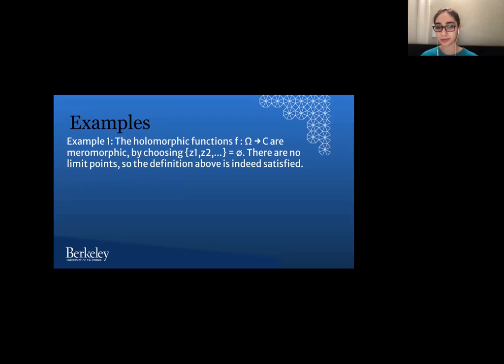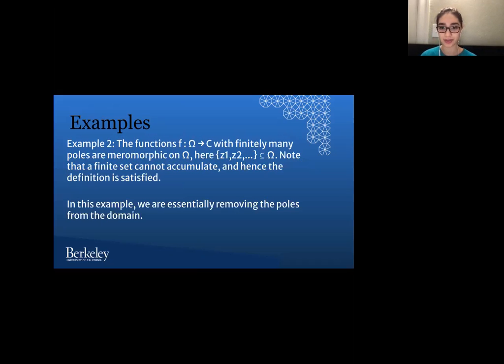So for the first example, the set of holomorphic functions f from omega to C are meromorphic. The way we can see this is that we can choose all of the poles, the z1, z2, the points at which the poles are, to be the empty set. So there are no limit points, and then the definition is vacuously satisfied. So let's look at a more interesting example.